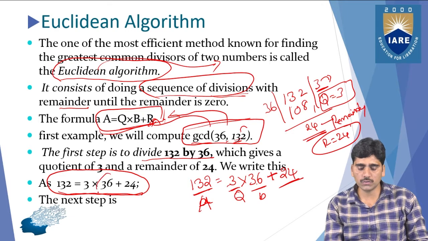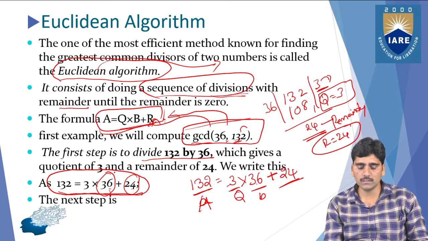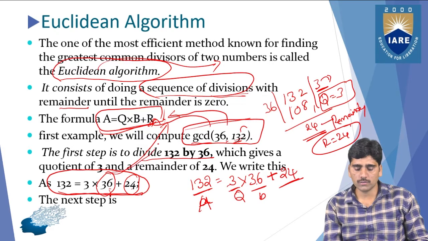Here again we need to do one thing. The 36 is also divisible and 24 is also divisible. So we need to take these and form them again into A equals Q into B plus R.